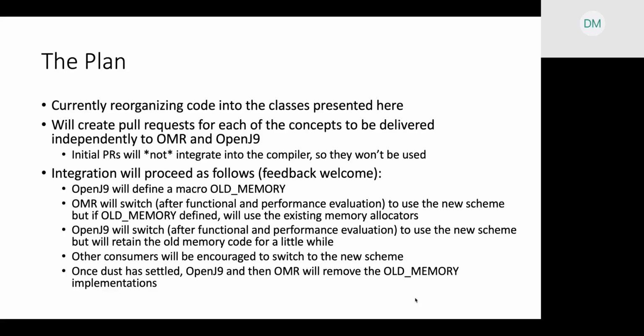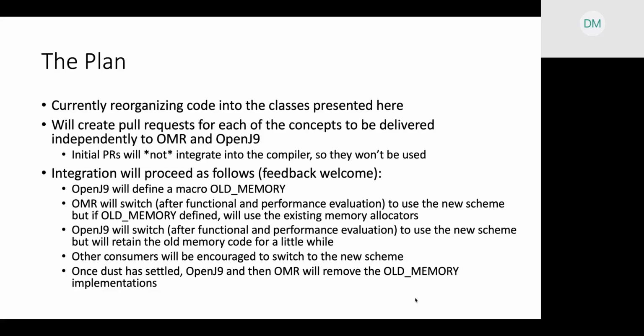So as the example, OpenJ9, I'll do a pull request. There's actually already a pull request at OpenJ9 that will define a macro called OLD_MEMORY when it's building OMR. And then the next step would be that OMR would switch, after functional and performance evaluations, to use the new scheme by default. But if OLD_MEMORY is defined, it will build and use the old memory allocation scheme so that OpenJ9 will continue to work the way it does today. Once that's working and we're happy with it, I'll then do the work in OpenJ9 to switch over to use the new scheme instead of the old scheme, again after functional and performance evaluations to make sure that things are holding together.